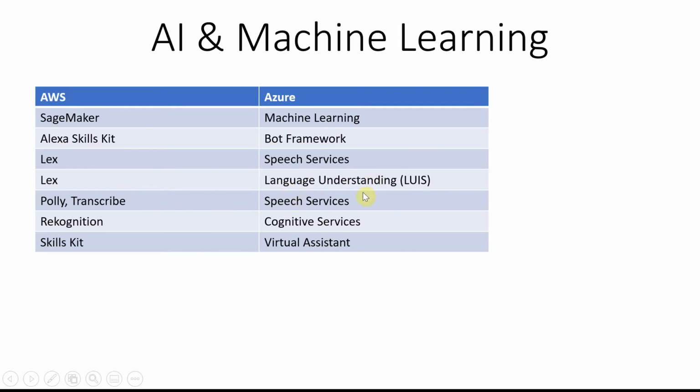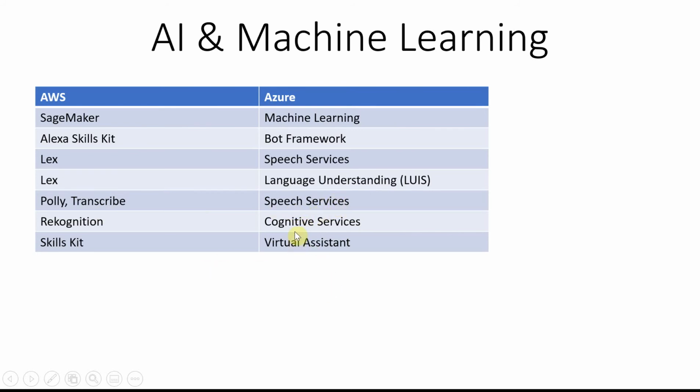So that's about this. And then speech services, again here it is Polly and Transcribe. They come under the category of translation from one language to another. Polly is meant for multiple languages, and Transcribe is primarily for a script written in one language, converting that to a script on the other side. But here, speech services is the equivalent.